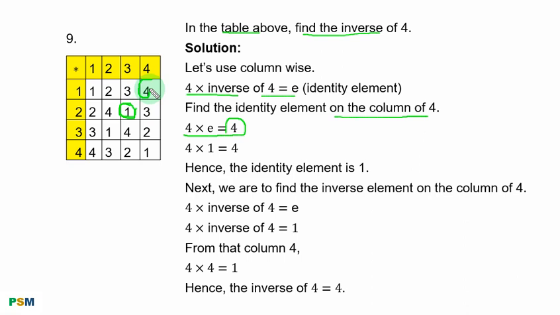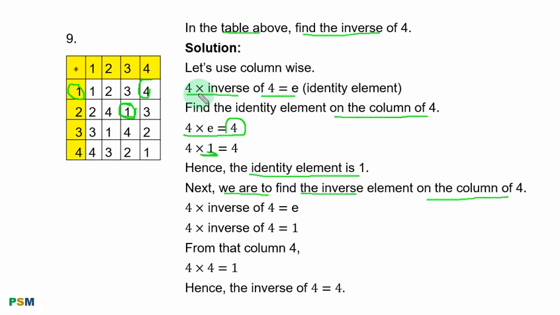So which number will 4 multiply in order to get 4? That is 1. 1 times 4, or 4 times 1 is equal to 4. That means E is equal to 1. Hence, the identity element is 1. Next, we are to find the inverse element on the column of 4.